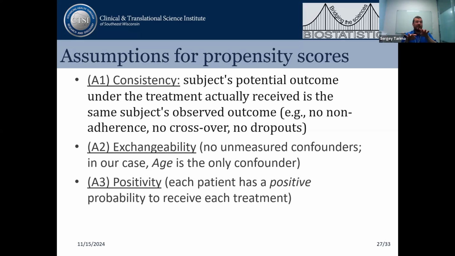Another issue that might happen is that sometimes you cannot even fit a logistic regression model when there is a high separation between two groups. For example, only older patients receive treatment and younger patients never receive treatment. In these types of situations, we cannot rely on propensity scores.